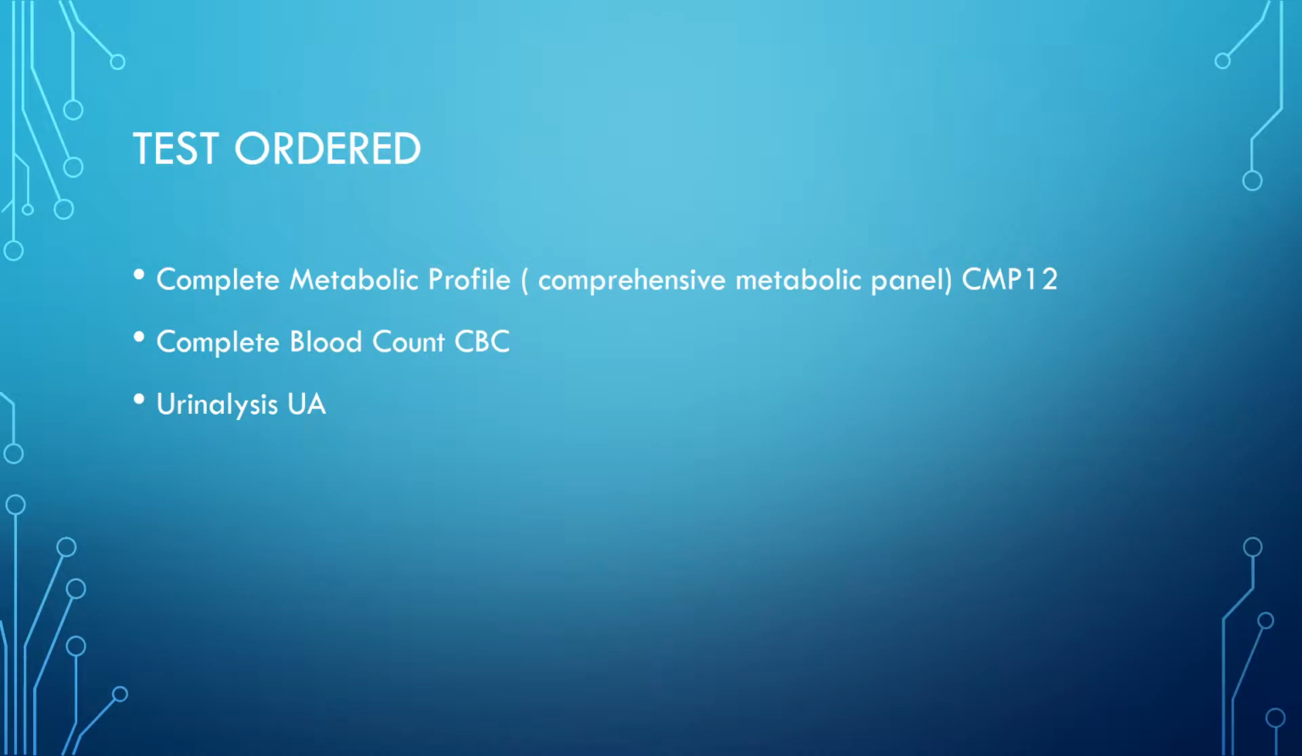Oftentimes, when we visit a doctor's office, they need to not only look at our physical health but our internal health as well. Doctors might order a blood and urine test to diagnose and check for further health problems. The most common tests that I have listed on this PowerPoint are a complete metabolic profile, also known as a comprehensive metabolic panel or a CMP12, a complete blood count or CBC, or a urine analysis, also abbreviated as UA.